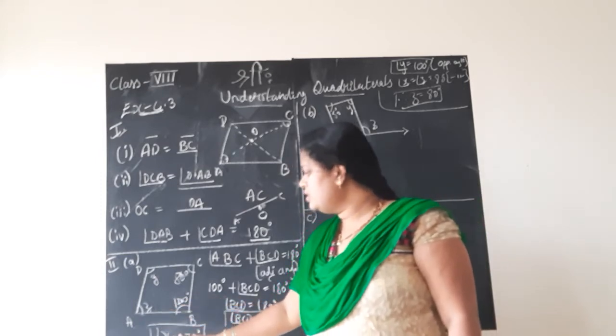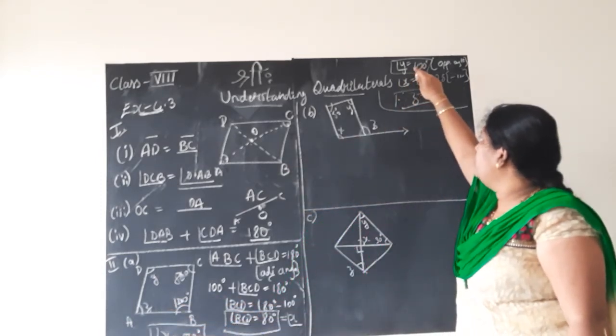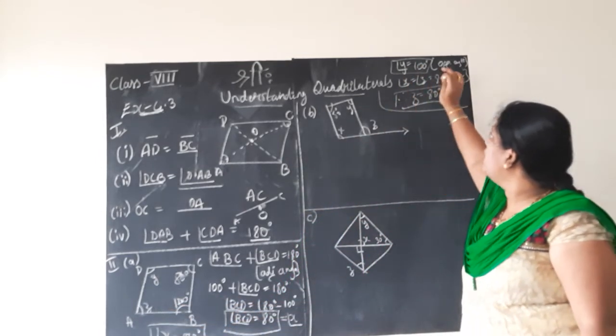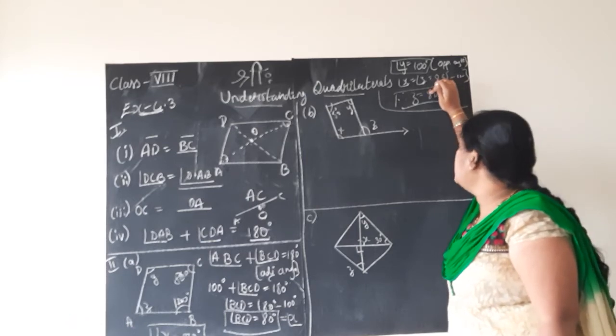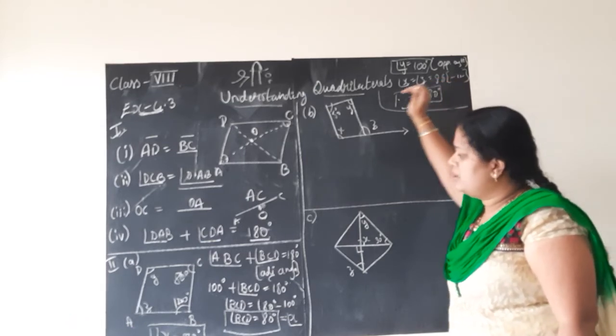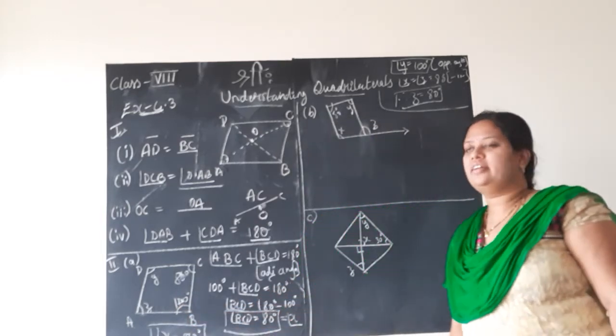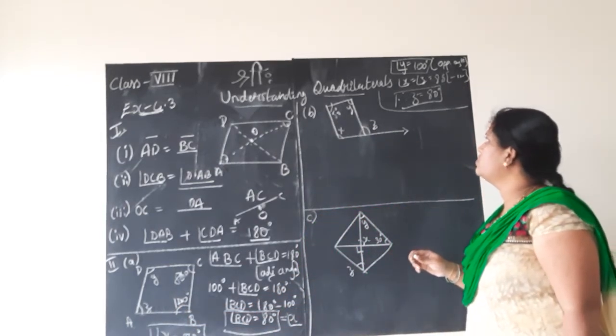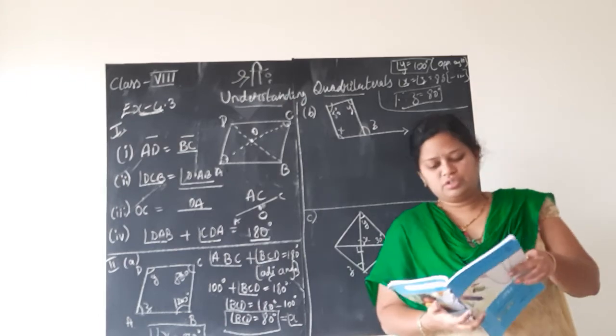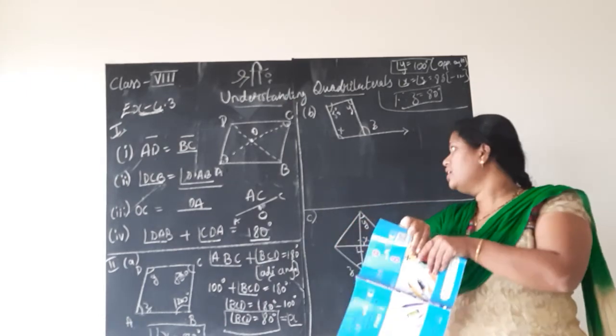So x is 80, y is 100, z is 80. 100 plus 80 is 180, plus 80 is 260, plus 100. This is totally 360 degrees. Hence all the three angles we have found out are correct. Like this we should solve. Next we have the second figure.